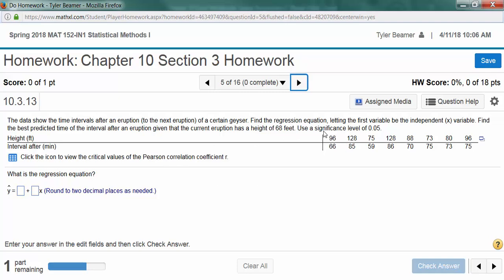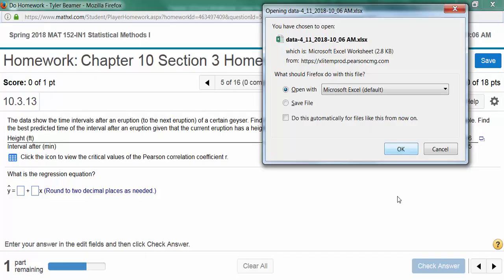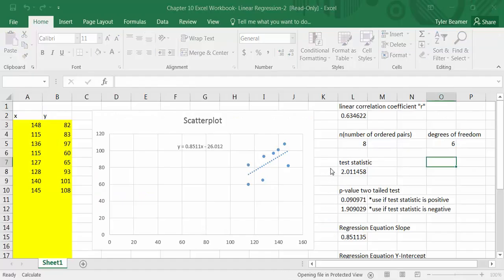Alright, so first thing is to copy this data into the template. So if you click on the little blue box, you can open the data in Excel. It will open in a new spreadsheet.